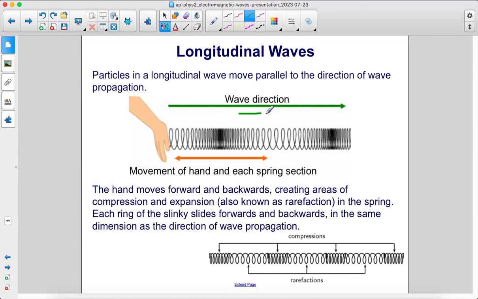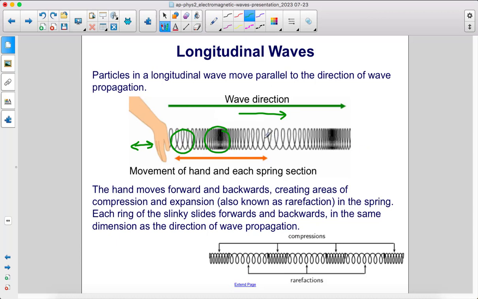So the wave is traveling to the right, and the hand here making the wave is moving forwards and backwards in the same parallel direction as the wave direction. The hand moves forwards and backwards, creating areas of compression and expansion, also known as rarefaction, in the spring.